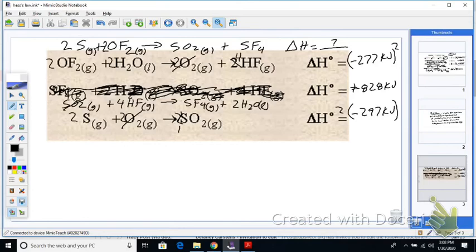Anything else cancel out? Waters? Or HFs? Oh, the HFs? Yeah. They cancel out. Good. How about the H2Os? They cancel out? Yeah, they do. Oh, good. You get kind of worried. Why? Well, because it's a lot of work to get to that point, and then if it doesn't cancel out, you're like, restart.